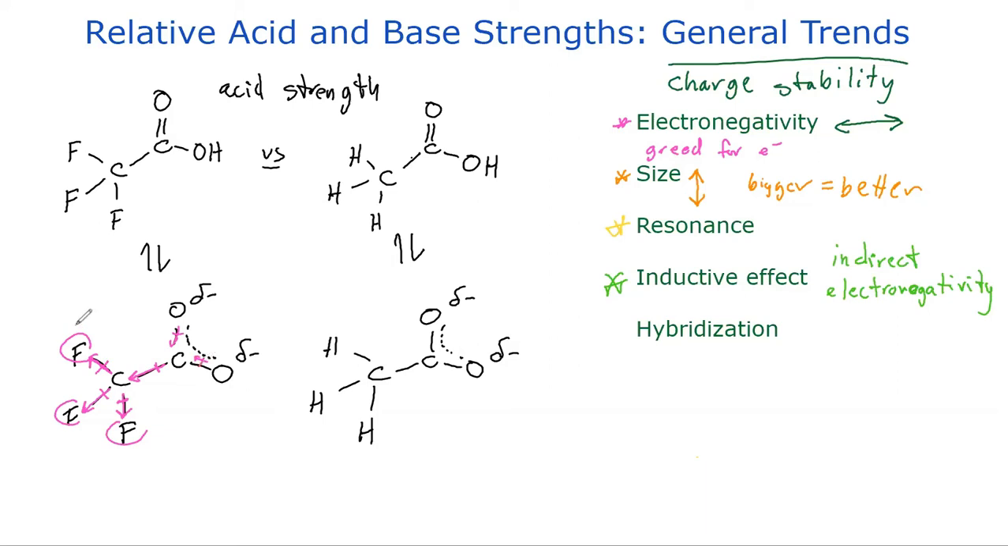So the fluorines are going to actually pick up a little bit of that partial minus charge and help further delocalize it or spread it out or take it away, relieve those oxygens from their burden. So that makes this one, the trifluoroacetate, more stable and therefore a weaker base. And that makes trifluoroacetic acid the stronger acid.